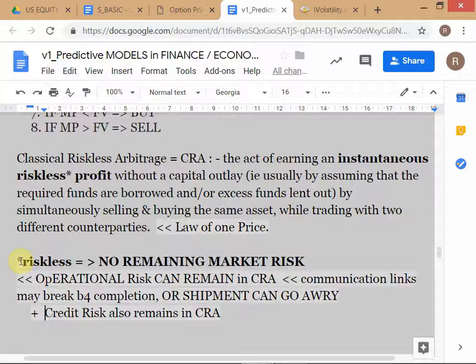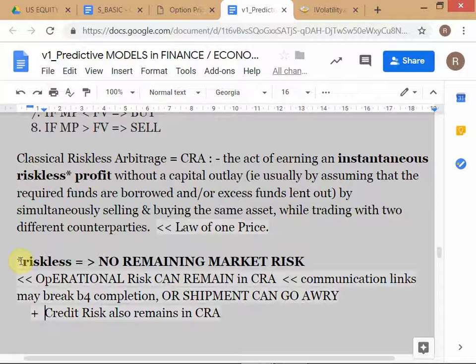The point to understand about CRA is that when we say riskless, we only mean that there is no remaining market risk. Operational risk can remain, and credit risk can also remain. But in general, operational risk and credit risk do not manifest every day in the business world. They happen from time to time, so it's a lumpy kind of distribution for these kinds of risks. But market risk happens every day because prices are moving around all the time. So in this case, if nothing goes wrong, there's no operational problem with the shipment.